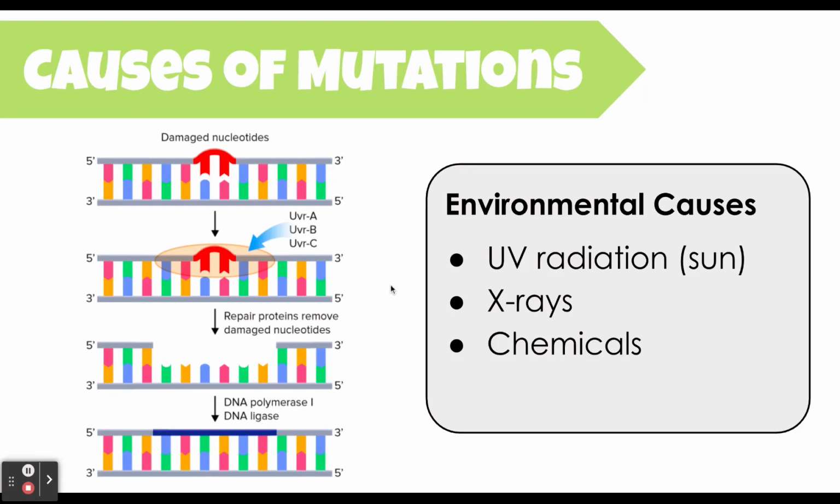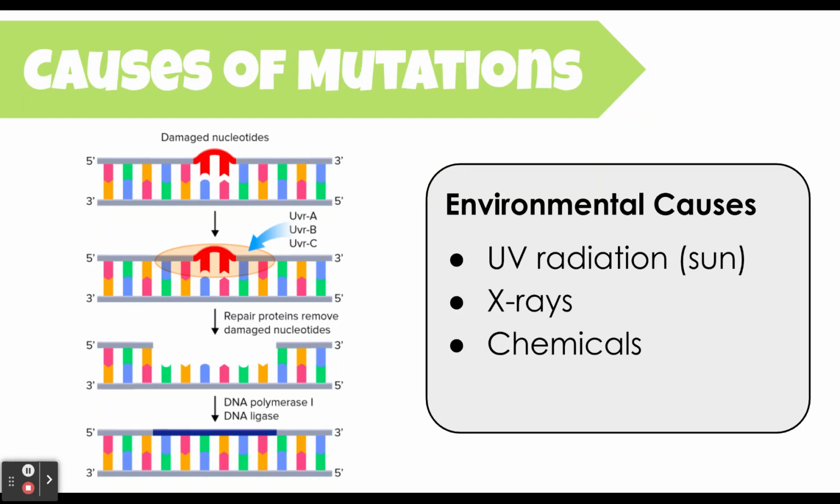Environmentally, meaning external factors, could cause mutations. UV radiation is a big factor in causing mutations within the DNA. When you're out in the sun and your skin is hit with UV radiation, it damages your DNA. In this picture, it shows all the different UV rays hitting DNA, basically damaging those nucleotides.